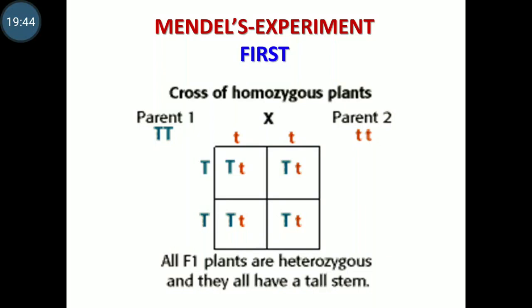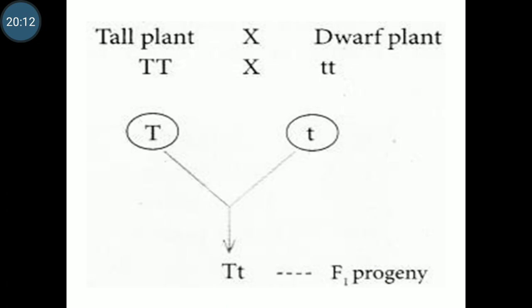Mendel's experiment. Mendel conducted an experiment with tall and dwarf. Tall parents are crossed with dwarf parents. Capital T, small t, here are the alleles. Capital T for tallness and small t for dwarfness. Here you can see all the progeny in the F1 generation is tall, but all are hybrid tall. So you can see in the F1 progeny Tt, that is tall but hybrid tall.